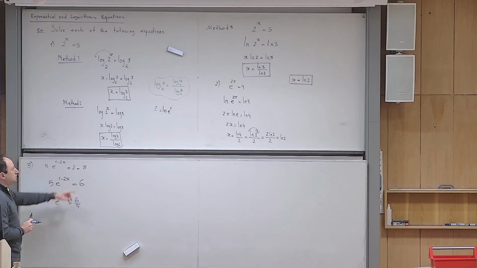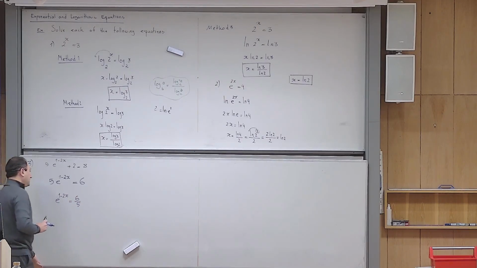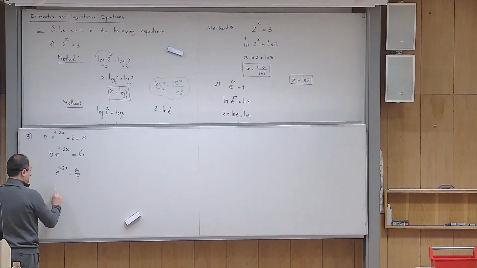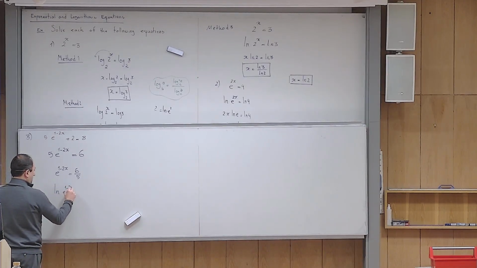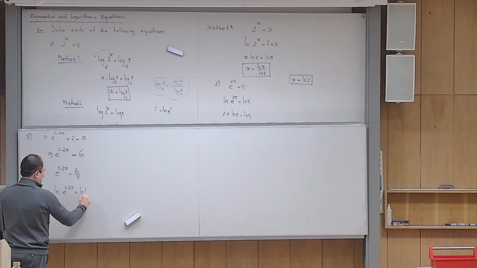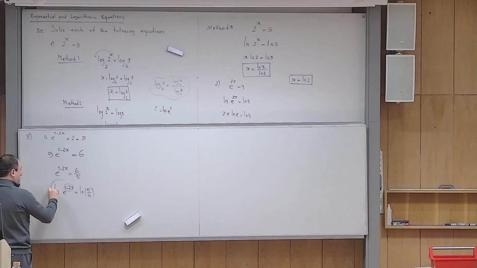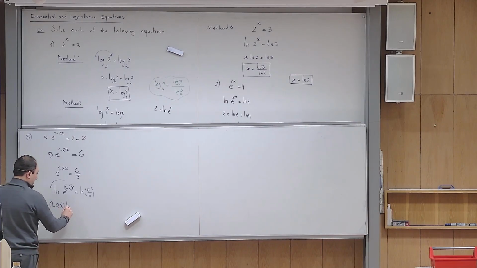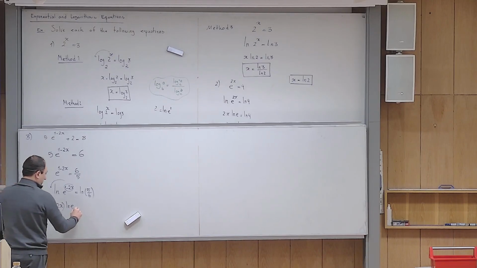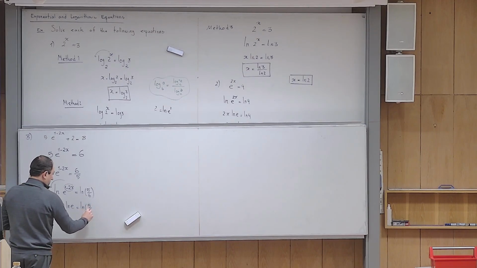But this is more or less comparable to what I had before. So you have e to some unknown power is equal to a number. So the trick is to take the ln. So I take ln from both sides. But you know that this goes to the back. This becomes 1 minus 2x, but you have to be careful that you have to put a pair of brackets. And then you have ln of e, and then you have ln of 5 over 6.